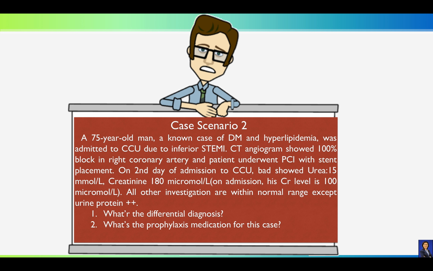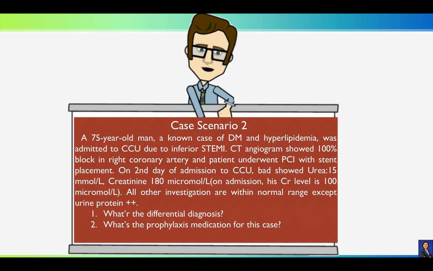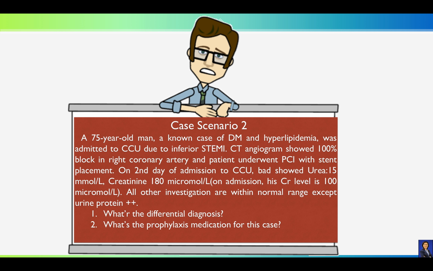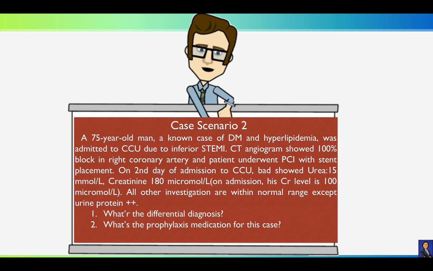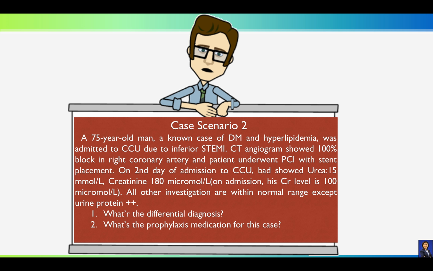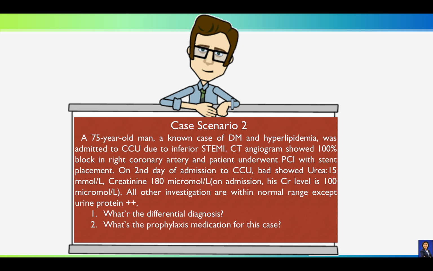On the second day of admission to CCU, patient showed urea is high and creatinine is high. On admission, you can compare the creatinine level, 100 to 180. So it has risen more than 20 to 25% from the baseline level. So according to acute kidney injury criteria, it is fulfilled: abrupt onset of a rise in creatinine of more than 25%. All other investigations are normal except proteinuria is present.